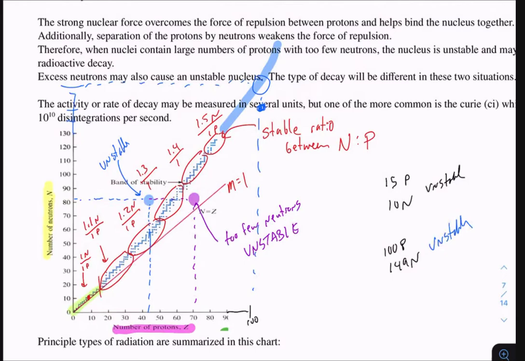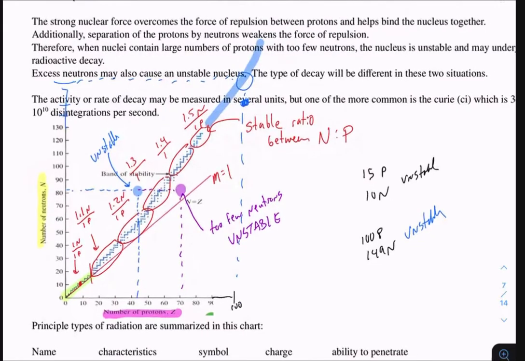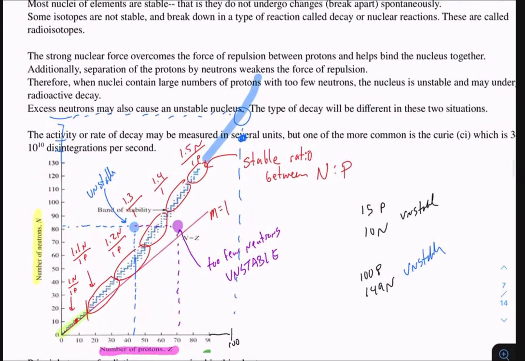Okay. Does this make sense how to read this chart? You've got to know this inside and out. I might even ask you to draw this and label the important parts. Okay, so this is an important thing. This is going to be our guideline as to figuring out whether something is stable or not. Okay, so we talked about it, the number of neutrons being important for stability.